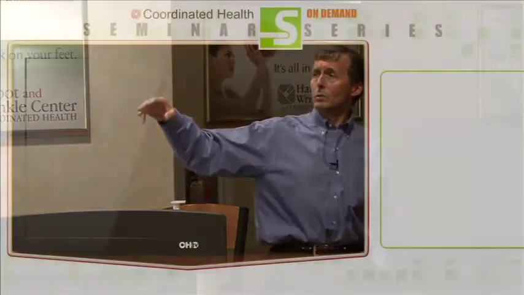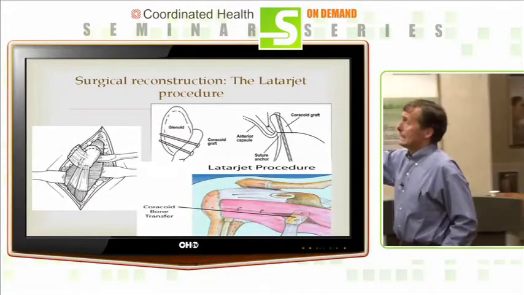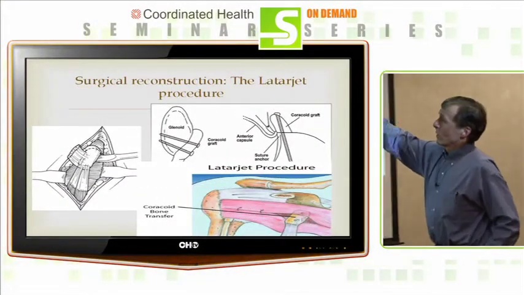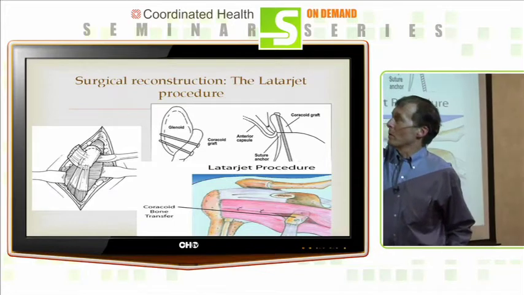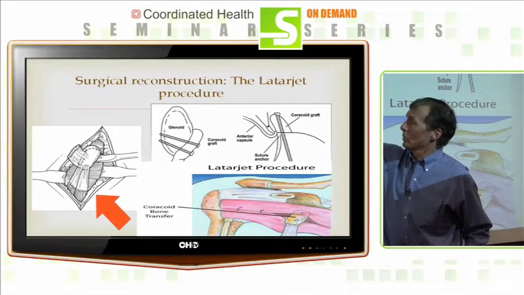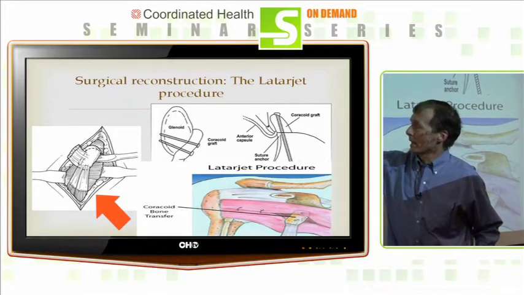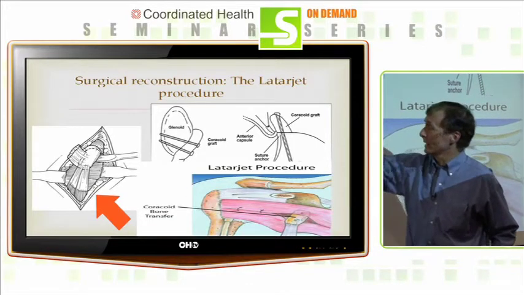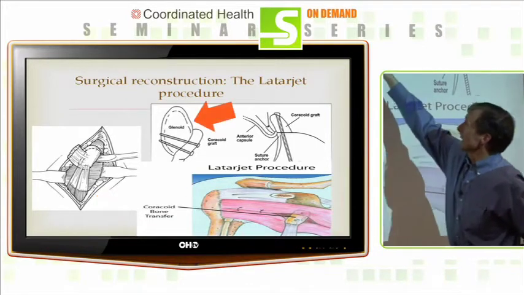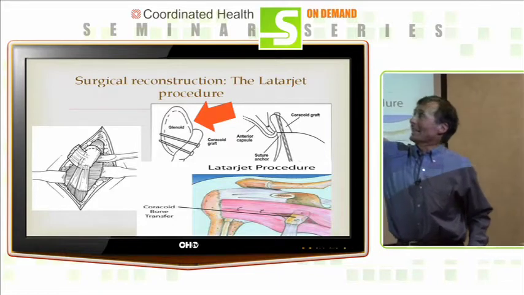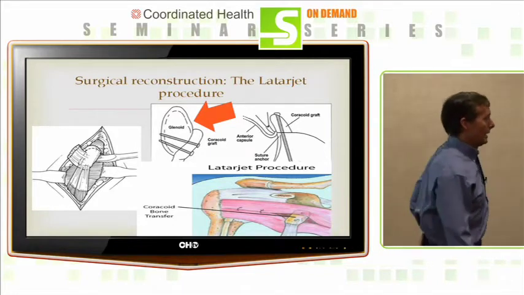And it's called a Latarjet procedure. And you can kind of see how the bone moves. And we use this bone, this part of the coracoid. This is where the coracoid lies in the front of the shoulder. These are the teres minor and the biceps tendon. They're called the conjoint tendon. And we actually take this piece of bone, attach it to the front of the glenoid, and it gives you a bony buttress and repairs that.